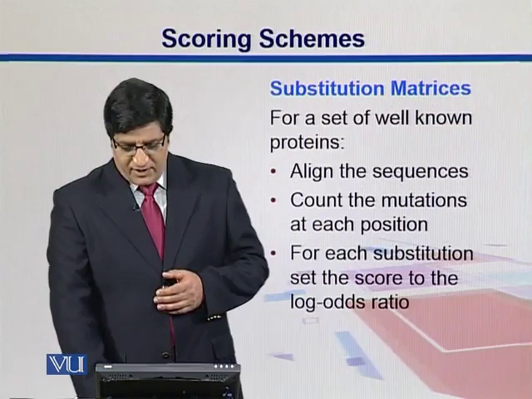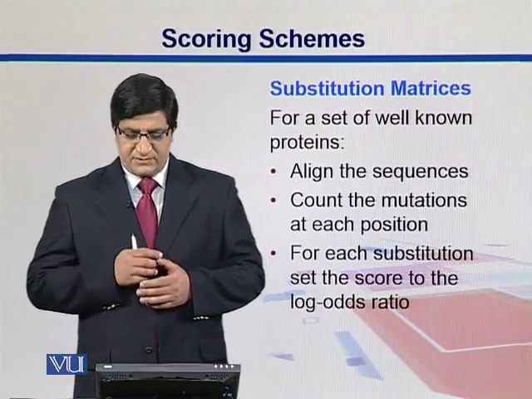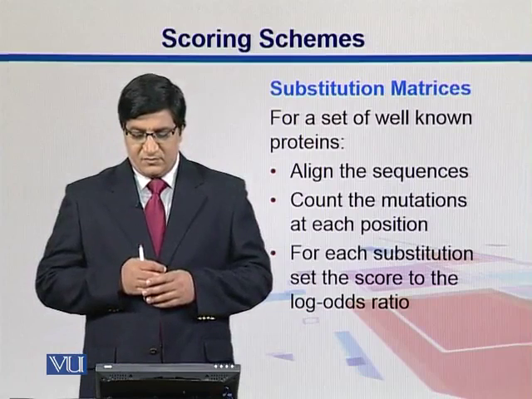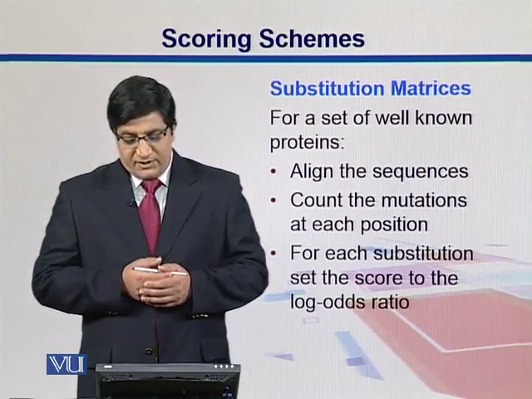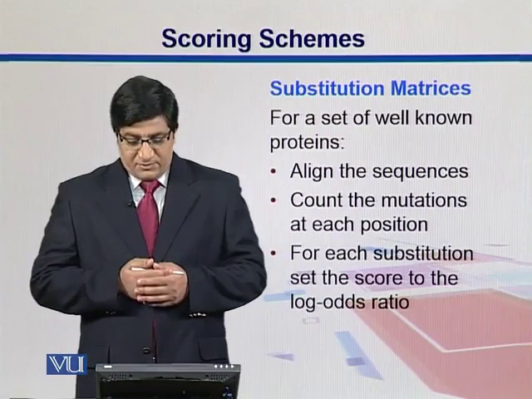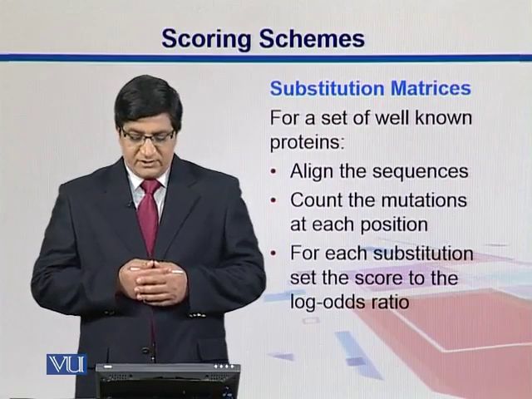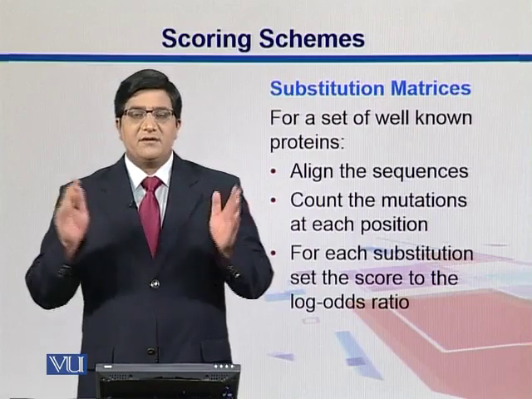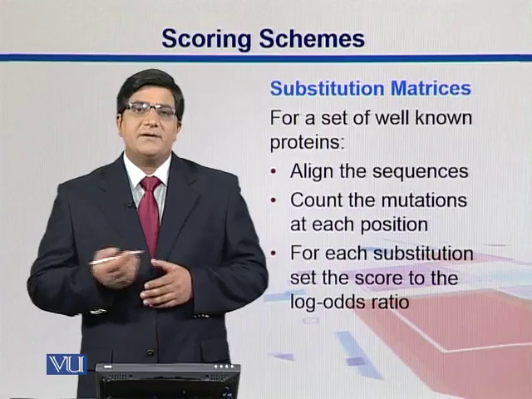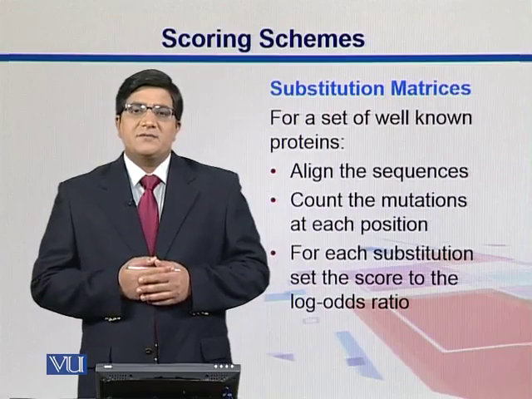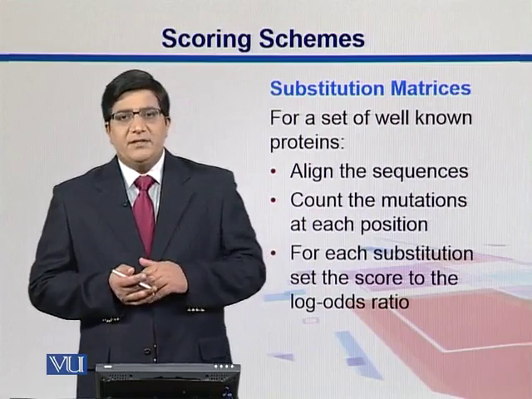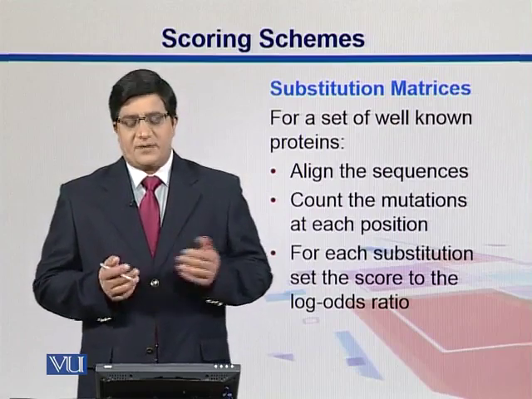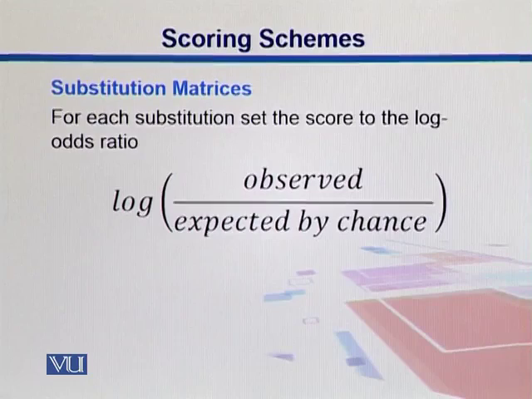For a set of well-known proteins, this is how these substitution matrices are formed. We align the sequences and count the mutations at each position, and for each substitution they calculate the log-odds ratio. We get some data sets, and from that data we calculate how many times amino acid A has been substituted by B, then we compare it with the expected ratios, and then we convert it into the log scale. In this way we come up with these scores. We call it log odds.